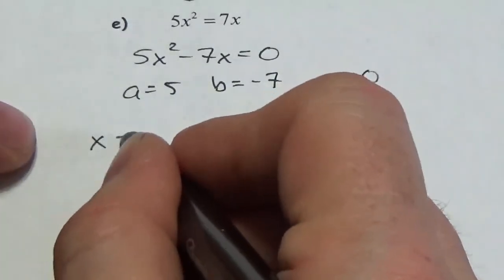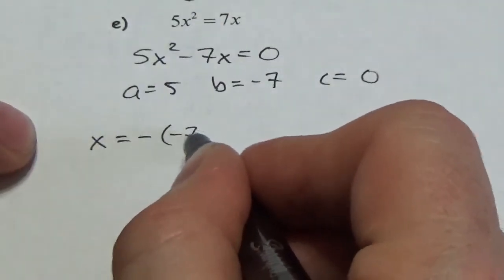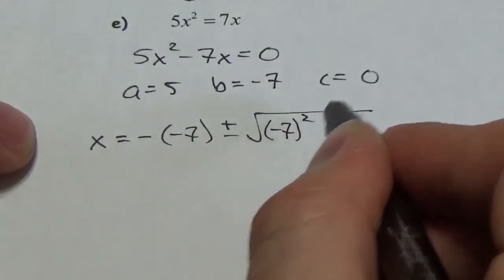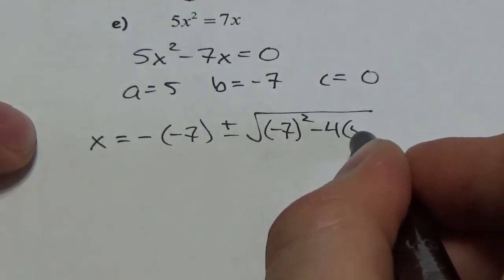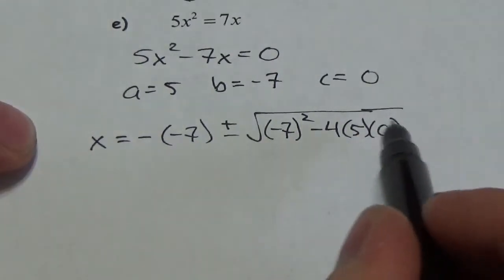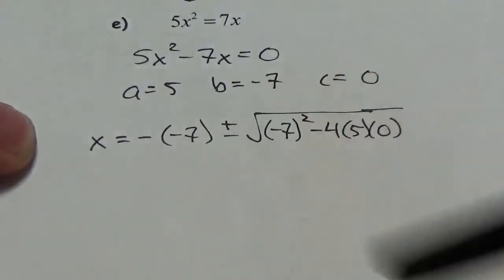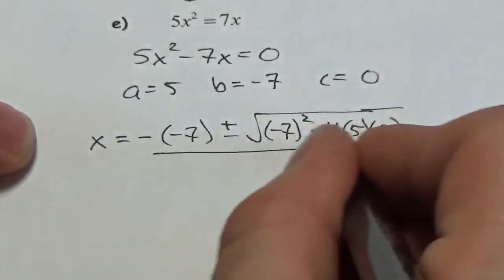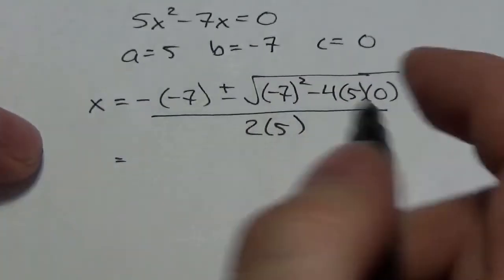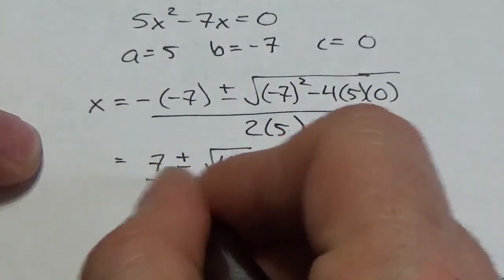And so now, when I plug my pieces in, this is going to be the negative of the b value, plus or minus the square root of the b value squared, minus 4 times a, multiplied by c. Now look at that. Because of that 0 here, this whole bit is going to become irrelevant. All over 2 times the a value. So when I clean this up a little bit, I'm going to get positive 7 plus or minus the square root of 49 over 10.